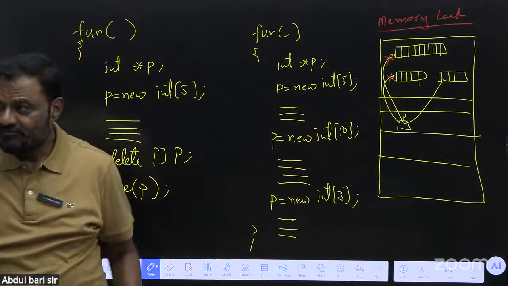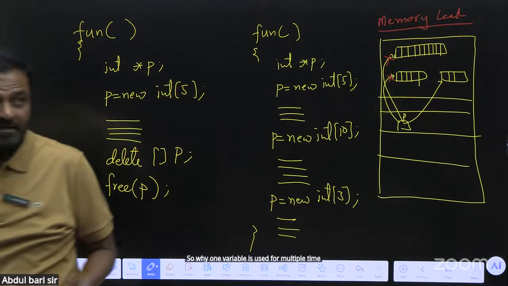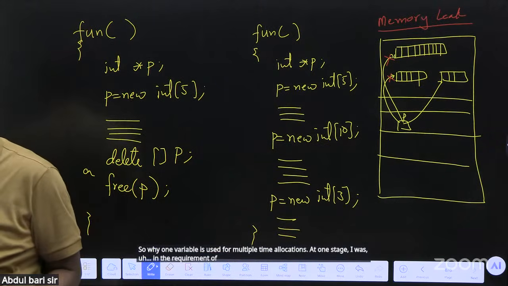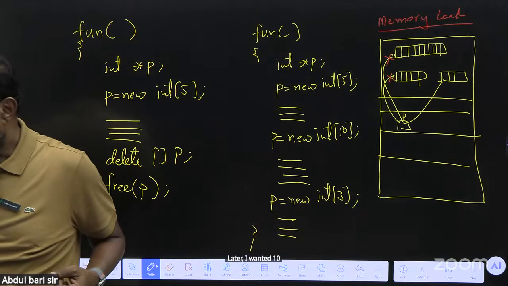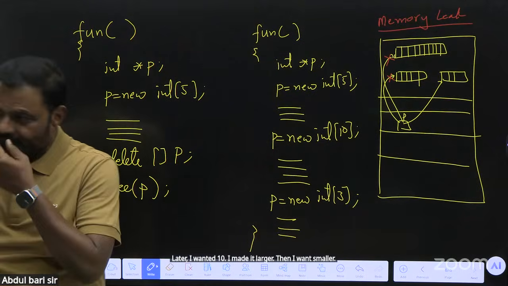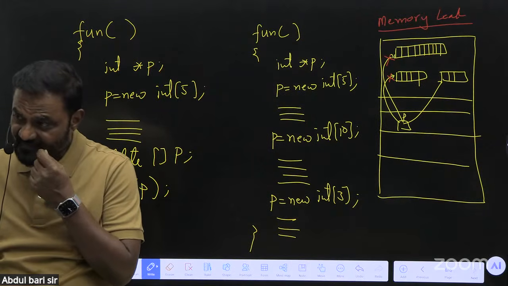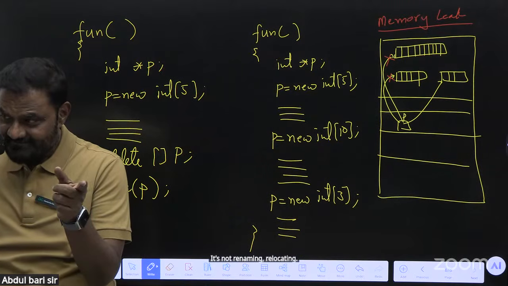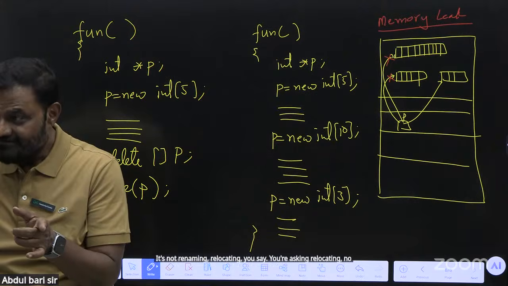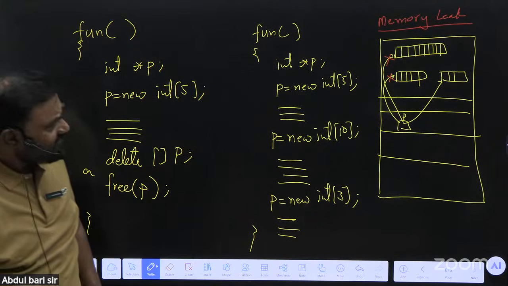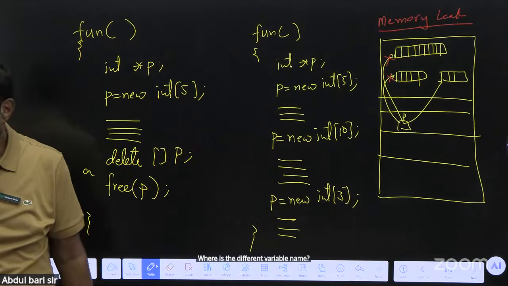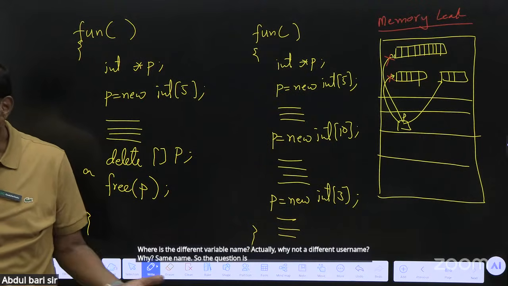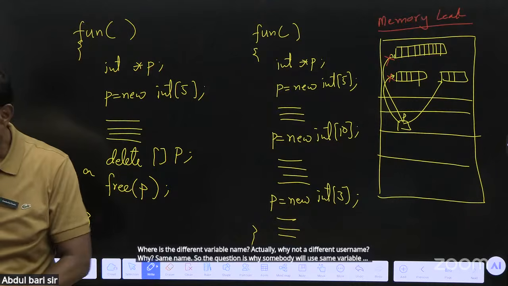Why is one variable used for multiple allocations? At one stage, I had the requirement of 5 integers. Later, I wanted 10, so I made it larger. Then I wanted it smaller. It's not renaming, it's reallocating. So the question is why somebody would use the same variable and allocate the memory again and again.